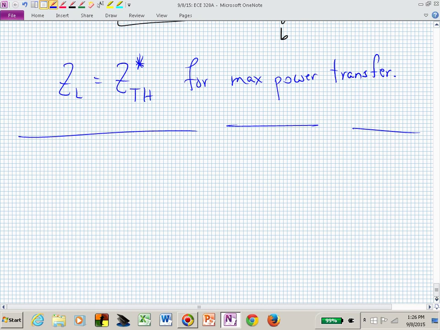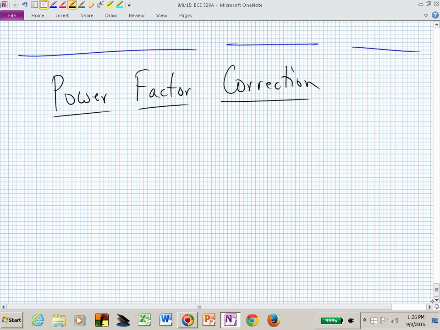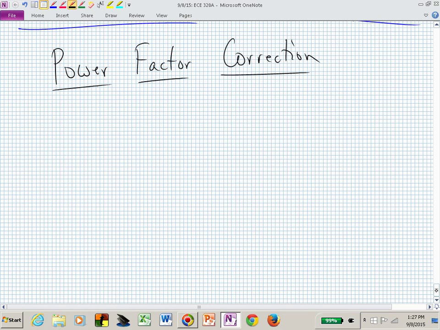Let's now go into the last topic of Chapter 10 that we will focus on before moving into Chapter 11, which is power factor correction. So if we don't want to lose that much power in the transmission line, this might be a useful concept. Suppose that we have two loads. Load one has a real power of 48 kilowatts, it has a power factor of 0.6, and let's say that power factor is lagging.